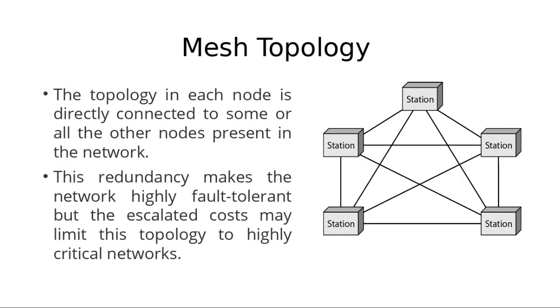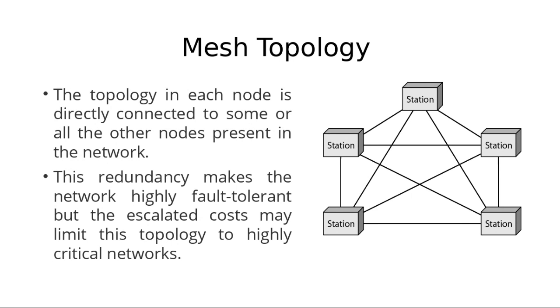All right, so the next type of topology is your mesh topology. Here you can see that each and every device is directly connected to each and every other device present in the network. So each node is directly connected to some or all the nodes present in the network. This redundancy makes the network highly fault tolerant.